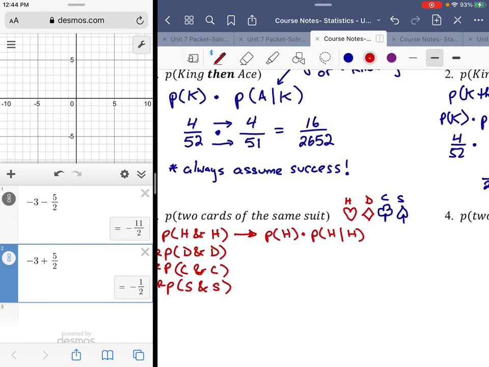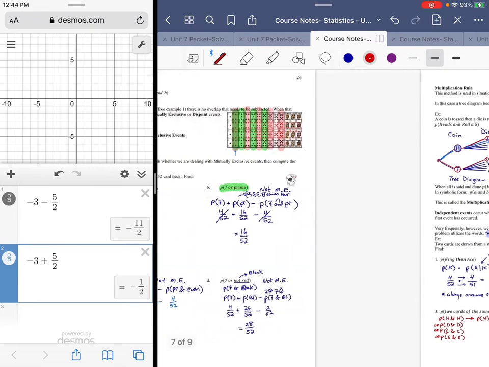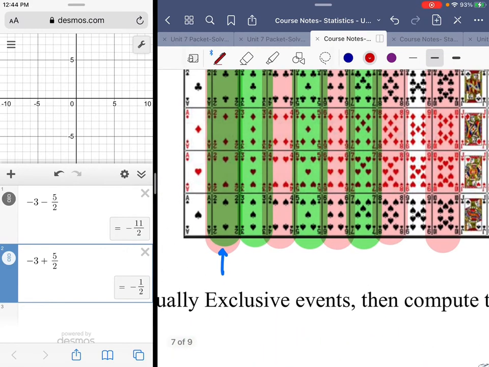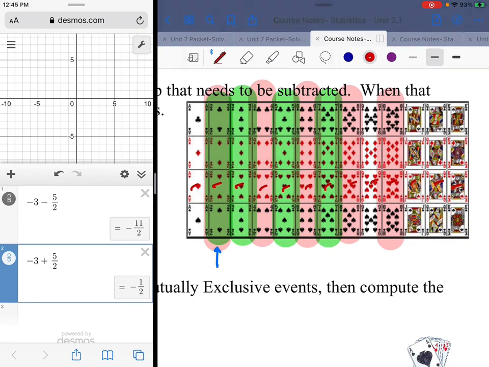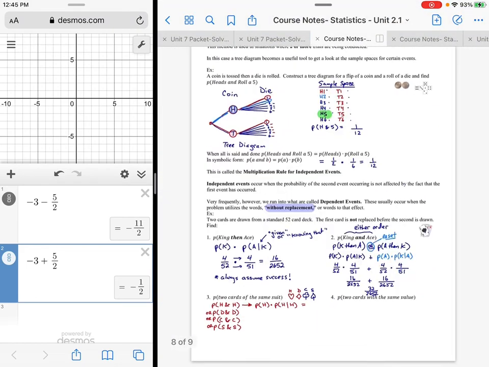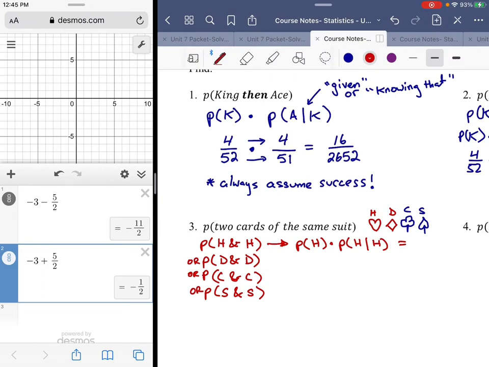So what I would say here is, okay, well, how many hearts are there in the deck? You can count. 1, 2, 3, 4, 5, 6, 7, 8, 9, 10, 11, 12, 13. Or you can look at the structure of the deck and say, okay, well, there's 52 cards, a quarter of them are each suit, a quarter of 52 is 13. Either way, 13 out of 52 would be the probability of getting a heart.